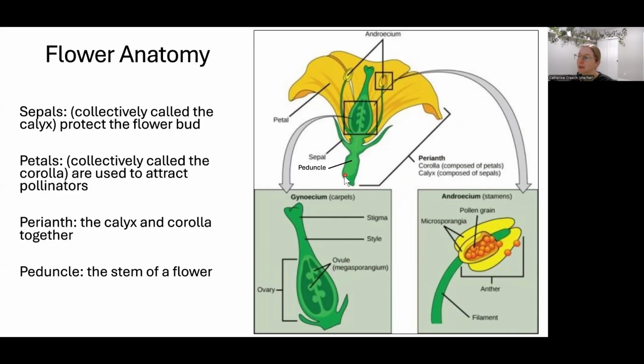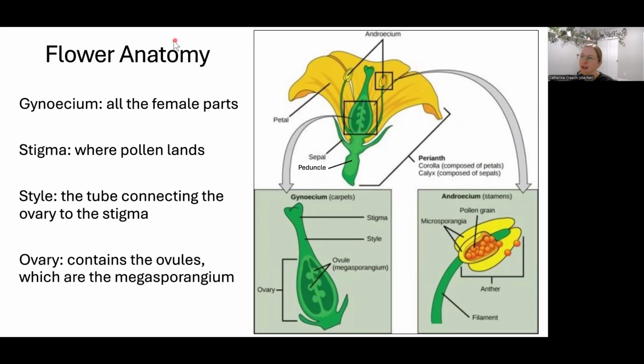And the little stem that holds up a flower is called the peduncle. The stem that holds up a leaf is called a pedicel. If we look at the female parts of the flower, that's in this gray box right here, we're going to have the stigma. The stigma is the top of the female parts. That's where the pollen lands. Then we have the style. That's the neck connecting the stigma to the ovary.